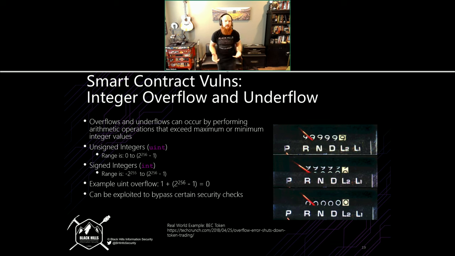Let's say you had a time lock on a contract that said this function can't be performed for a week or something like that. If you were able to overflow that time lock value, you may be able to roll it back down so it's only the lowest possible time, which could be a few seconds or whatever.